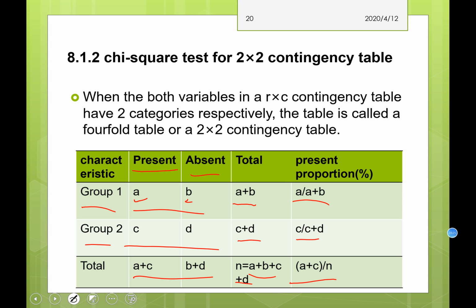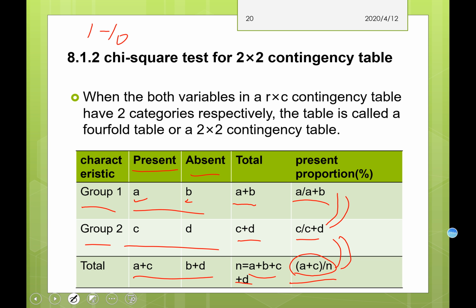We have mentioned that in chi-square test, we establish the H0: there is no difference of the frequency distribution among the 2 groups. That actually means these 3 numbers are the same, and then we can use this number to represent the other 2 and get the expected frequency. That is what we explained last class.